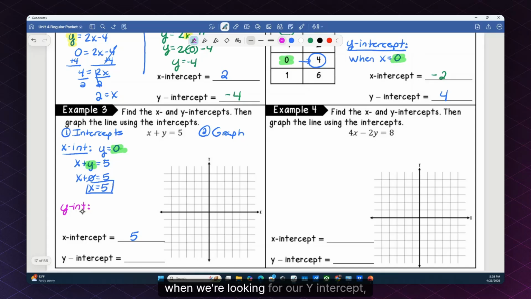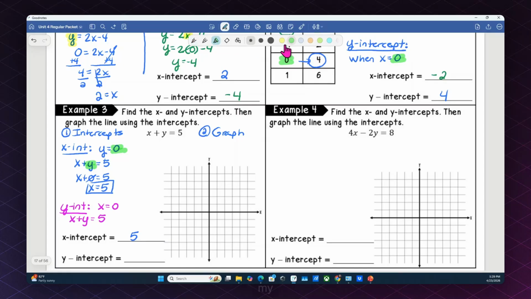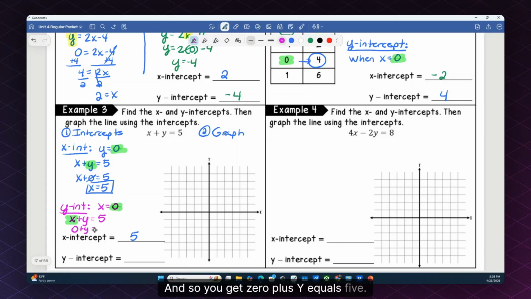So remember, when we're looking for our y-intercept, that's when x equals 0. When I write my equation, I got x plus y equals 5. So when my x is 0, I'm going to plug that in for x, and so you get 0 plus y equals 5. The 0 drops out, and we get this interesting situation where my x and y intercepts are the same value. That's okay. That's totally okay. It is no big deal at all.